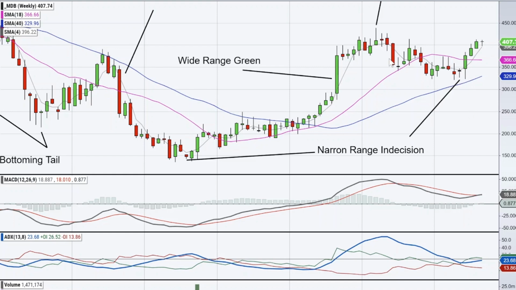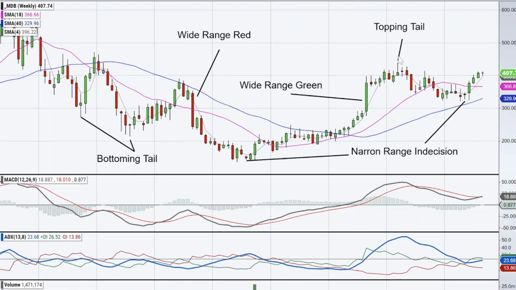So we want to use our analytical skills around these bars as well, but just keep an eye out for when something is stretched away from the 18, we get a topping tail. That's pretty relevant to me. How far away are you from the 18 when you get these signals? If you get a bottoming tail or a narrow range bar when you're stretched away to the downside, you should be thinking that we're going to revert back towards the moving average.